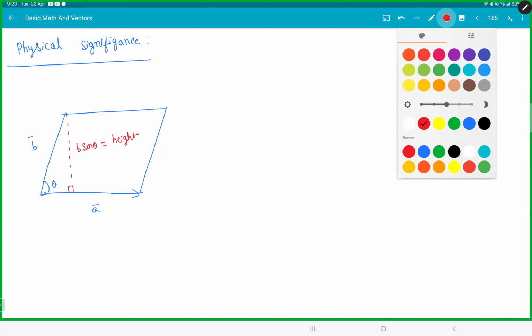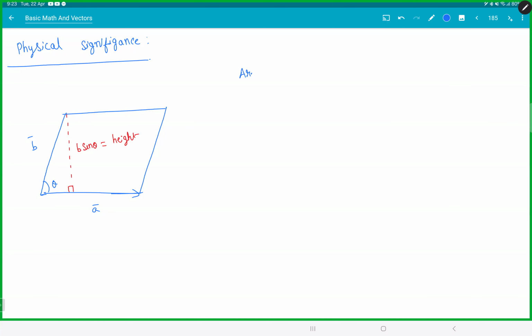What is the area of a parallelogram? Area of a parallelogram is base into height. So in this case, the base is A, and the height is B sine theta. You can clearly see this is nothing but the magnitude of A cross B. There. So the vector cross product gives you the area of the parallelogram formed by the two sides of the vector. So A bar and B bar are sides of the parallelogram.